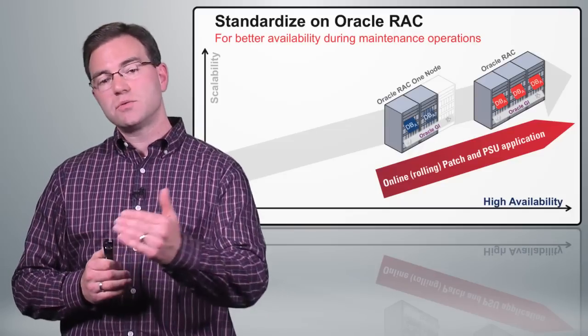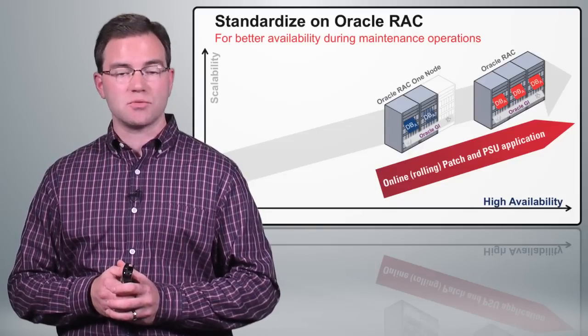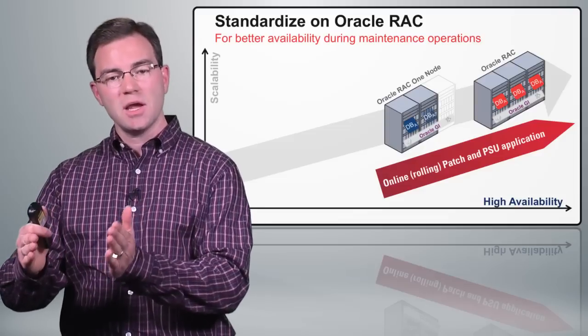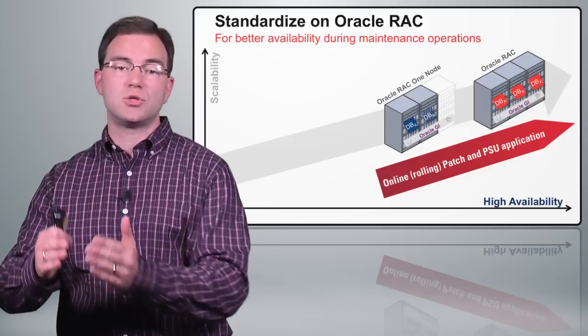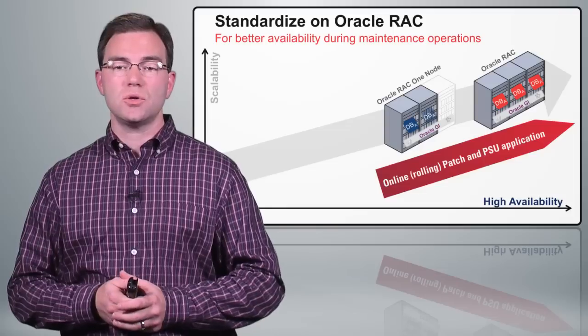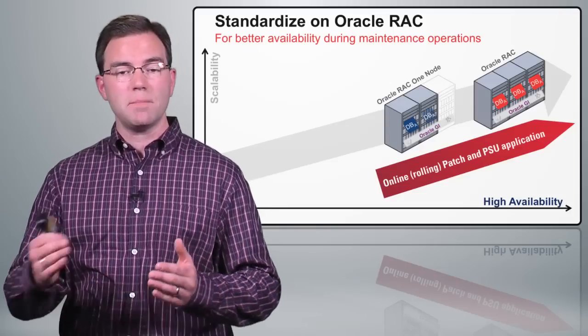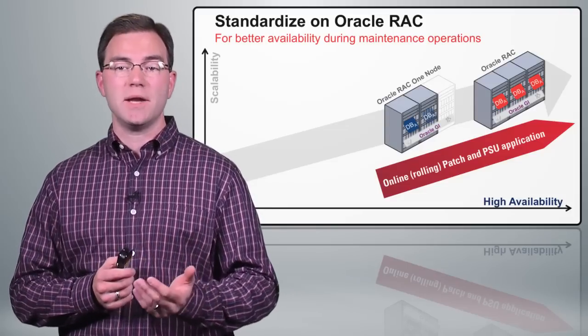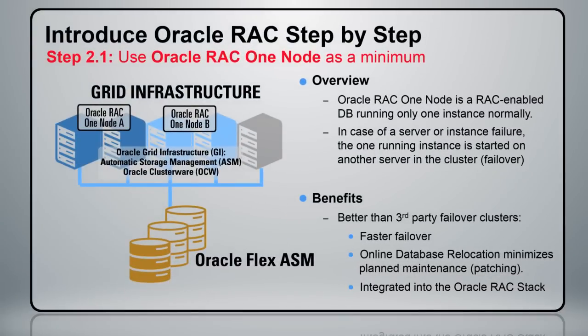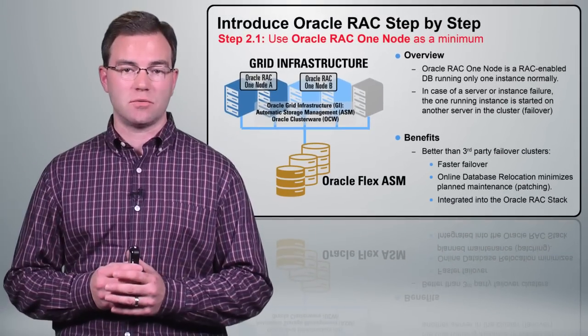That said, with RAC One Node, we provide a feature called online database relocation, which will basically do the same thing, just there is a little bit more time that it needs to apply the patch. Either of these two solutions, RAC One Node and RAC, will allow you to do rolling patching and thereby minimize your maintenance operation time. The next step when introducing Oracle RAC is therefore using Oracle RAC One Node as a minimum. Even though I said before that single instance databases can be perfectly used on Oracle Grid Infrastructure, there are reasons to use Oracle RAC One Node as a standard database deployment. Now, before I come to the benefits, let's quickly look at what actually is Oracle RAC One Node.